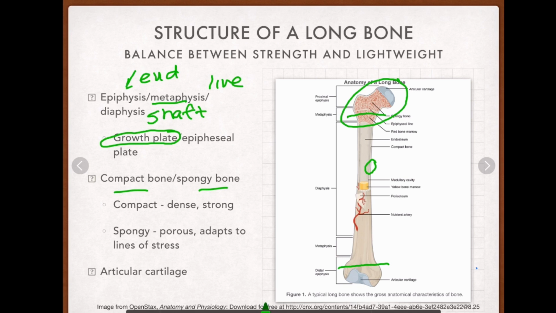And then, just as a reminder, where bones articulate with other bones, such as here at the head of the femur or down here at the knee, the ends of bones are typically lined with articular cartilage. This is cartilage that's attached to the surface of the bone, and it gives these bones a nice smooth edge. So we don't have bone rubbing on bone, we have cartilage rubbing on cartilage, which is much more smooth.